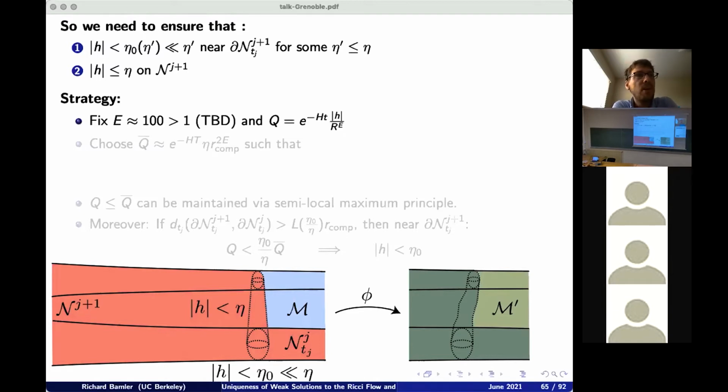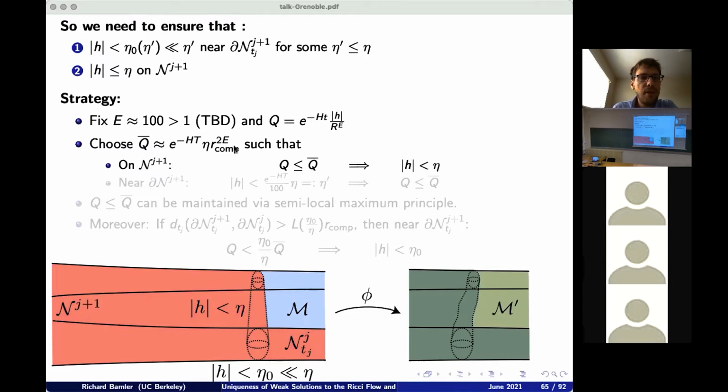Well, first let me fix a constant e, an exponent, and e should be approximately 100. And you'll see later why I have to choose this so large. And let me consider this quantity Q here, which gives us a way of measuring H and a way of applying the semilocal maximum principle. And now I'm going to choose a threshold for Q bar. Okay? And the threshold for Q bar should be approximately this number. So what does this mean? Why did I choose exactly this number?